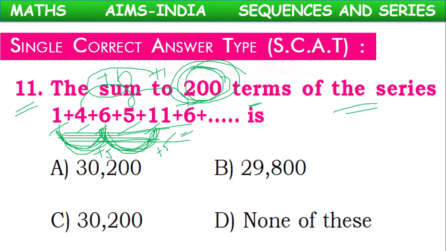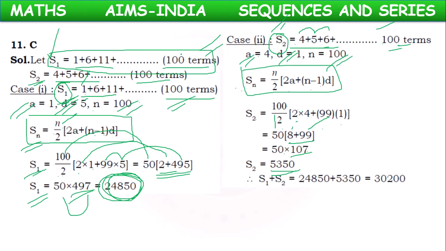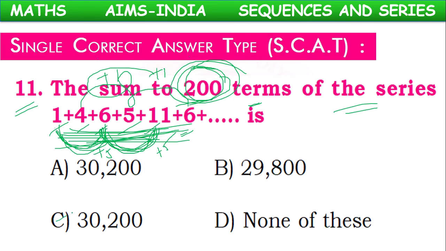But in the question, we have to find the sum of all 200 terms. That means the sum of even number of terms plus the sum of odd number of terms, these two totals we have to add. Then the answer will be 30,200. S1 plus S2 equals 30,200. This is the answer, so option C is correct.